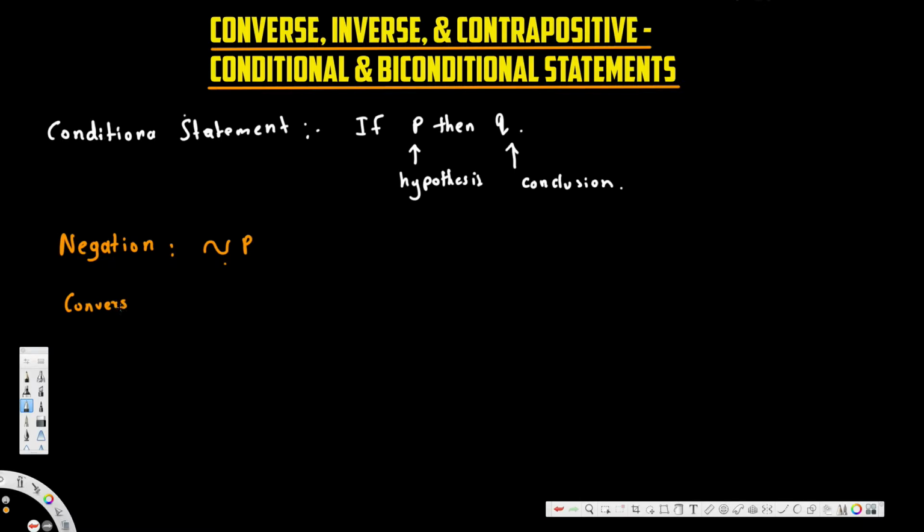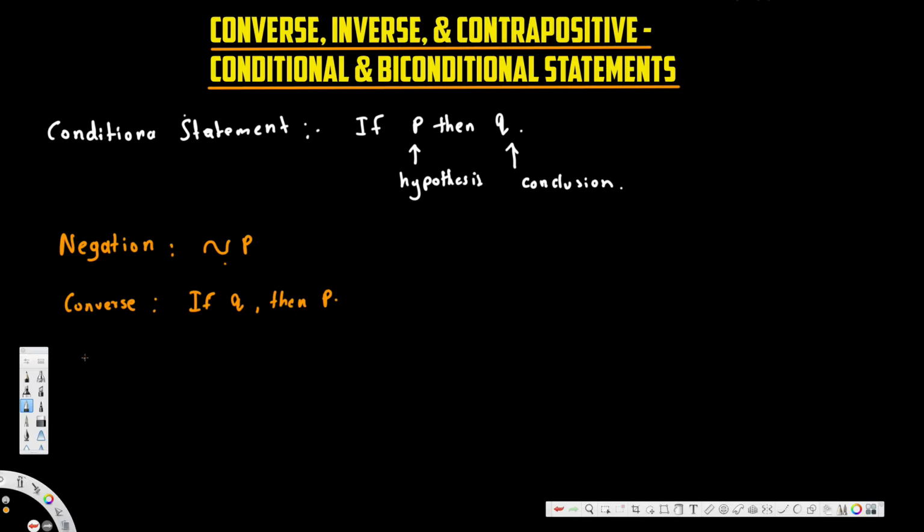Now let's see what converse is. Converse is the reverse of the conditional statement. So here we have seen if P then Q, then converse is going to be if Q then P. Now if we have a conditional statement, the converse can be true or it can be false, but if both are true, it's a biconditional statement. But converse is not always true. We will see the examples for that.